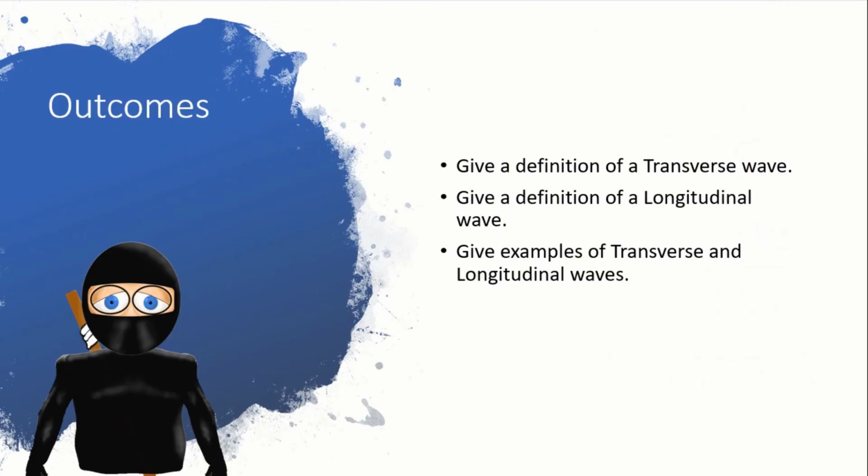So, by now, you should know that a transverse wave is when particles vibrate at 90 degrees to the direction of the wave. You should know that a longitudinal wave is when particles vibrate along the same direction as the wave. You should also be able to state that sound is a longitudinal wave and that light and water are examples of transverse waves.